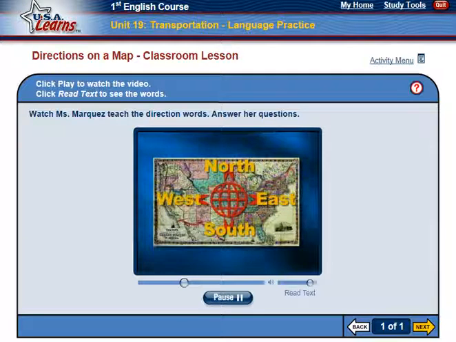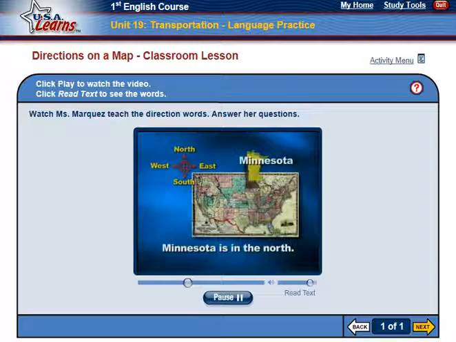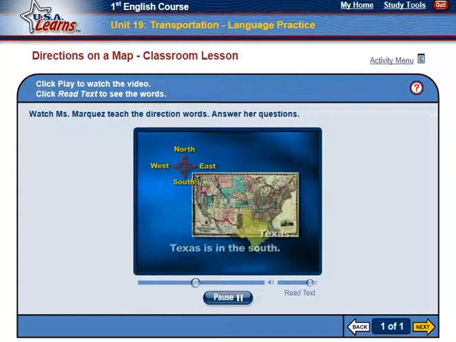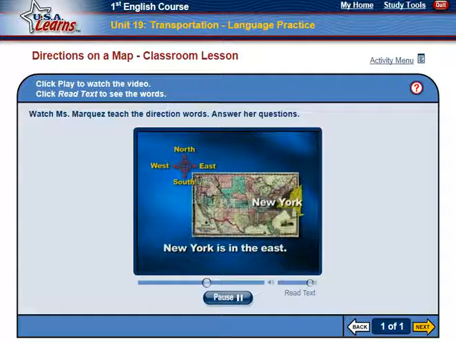Minnesota is in the north. Texas is in the south. New York is in the east. California is in the west.